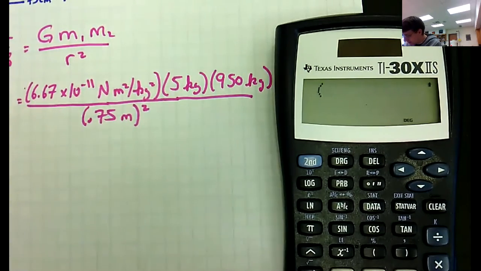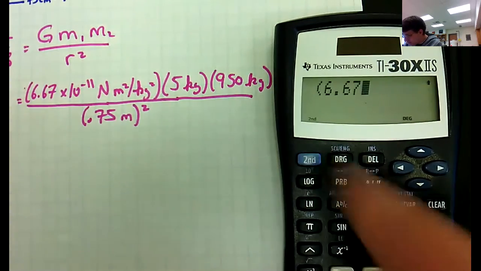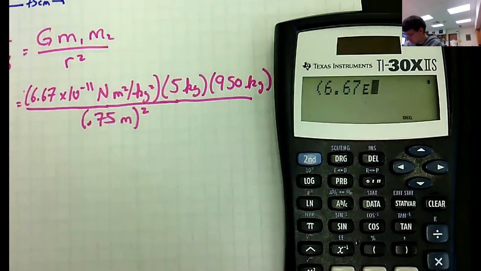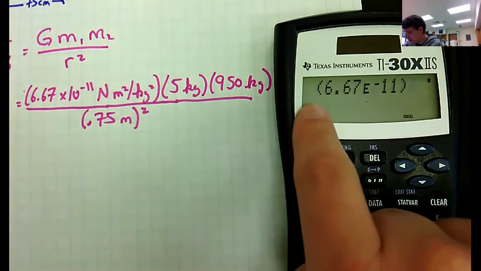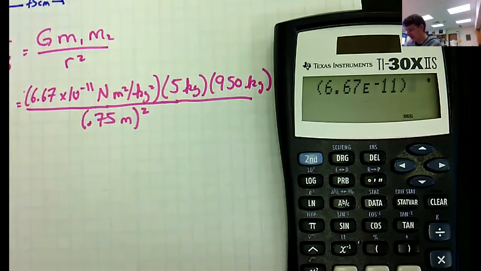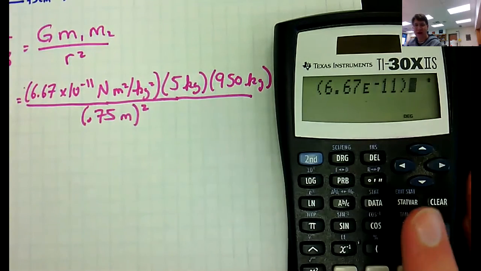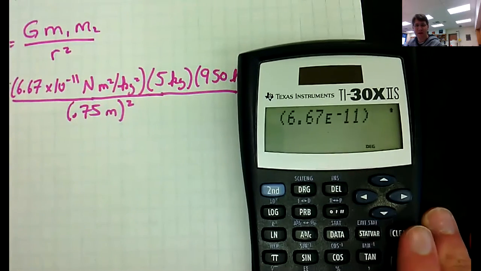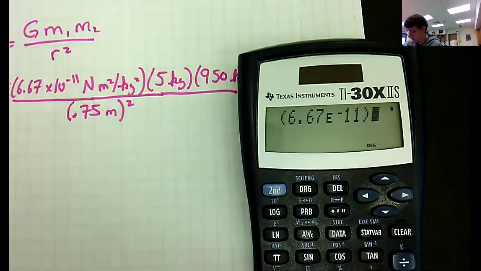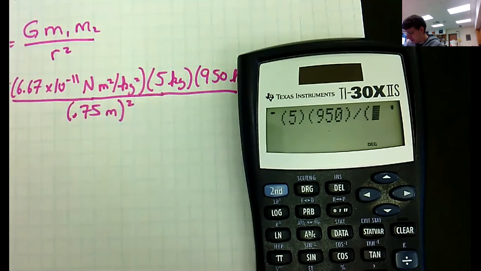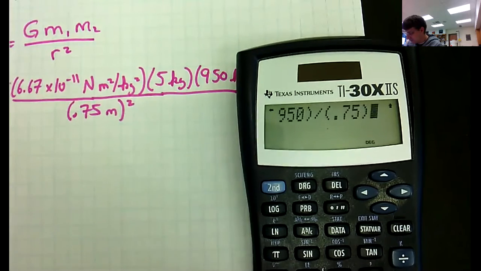And the way you enter this into your calculator is you use that exponential button. That stands for times 10 to whatever the next number is, right? So 6.67 e negative 11 means 6.67 times 10 to the negative 11th. And generally, I put a parentheses around my numbers so that they don't get confused. So I've got 6.67 times 10 to the negative 11th times 5 times 950 divided by 0.75 squared.